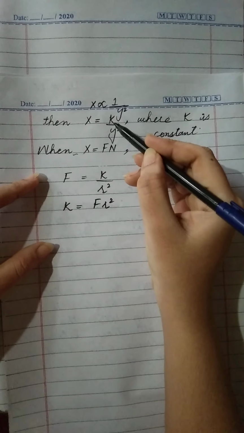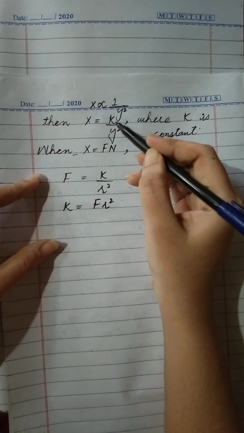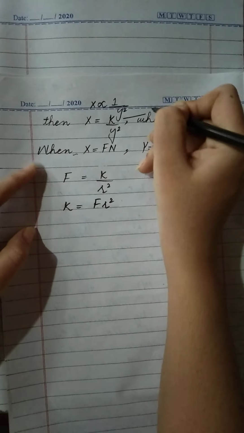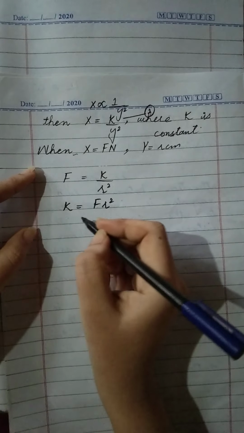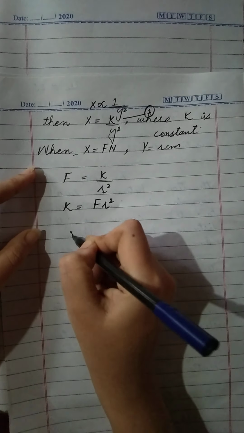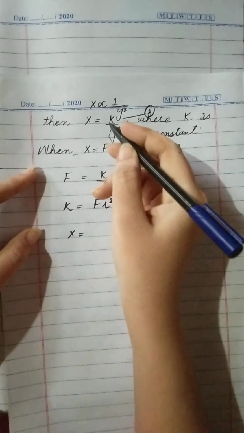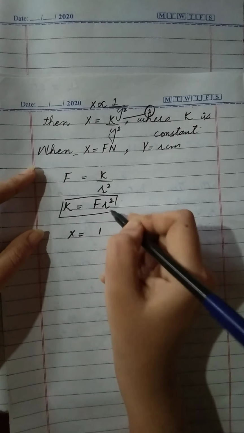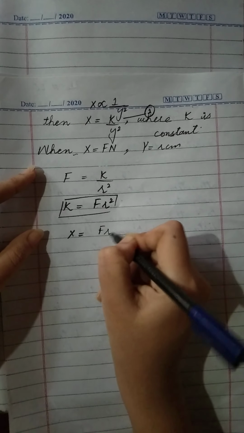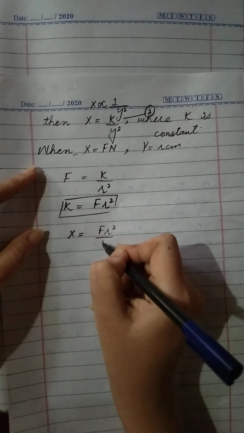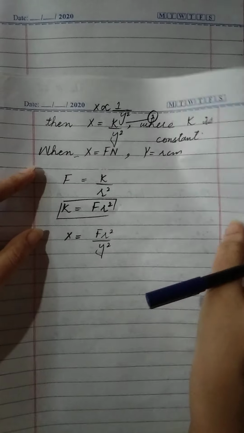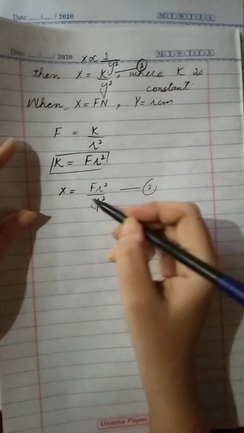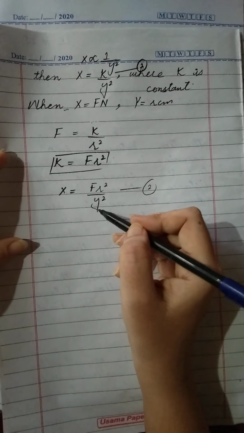Now we can place the value of k in the first equation, where x is equal to k by y square. K means f r square by y square. Now this is our general equation. Now we will continue our next question from this equation.